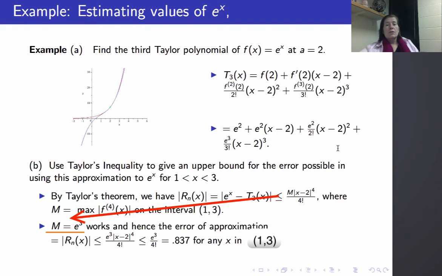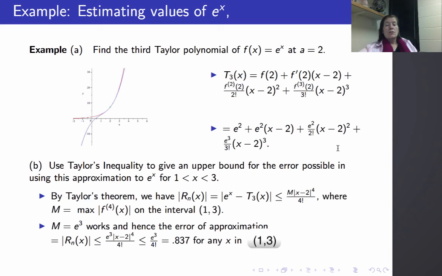So the value of the fourth derivative of f at 3 is e cubed, and Taylor tells us that the absolute value of the remainder, or the error we might make, for any x in this interval is less than or equal to e cubed times the absolute value of (x minus 2) to the 4 over 4 factorial. Now, of course, for any x in this interval, the absolute value of x minus 2 must be less than or equal to 1. So the absolute value of the remainder must be less than or equal to e cubed over 4 factorial, which is 0.837.